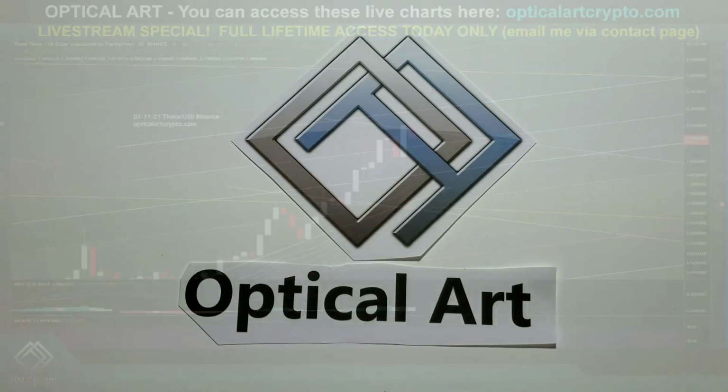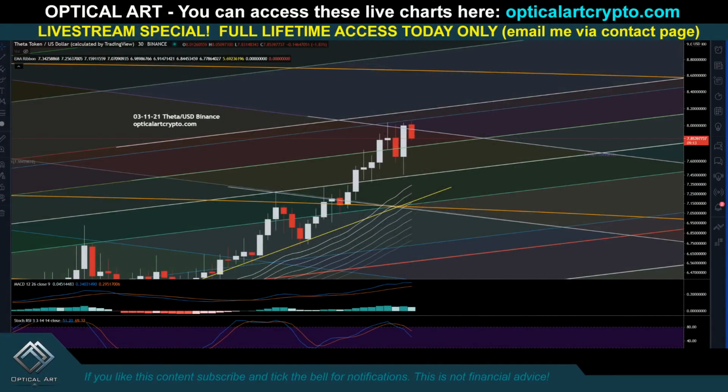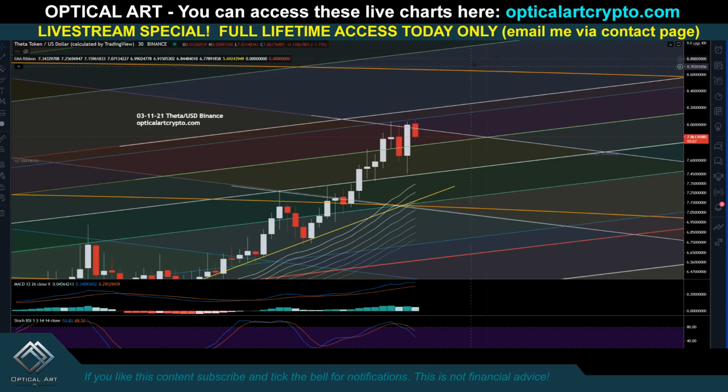Okay guys, I'm going to give you some price targets for Bitcoin. Also, I've created a new Theta chart. I'm going to show you this chart, how accurate it's been, and give you some price targets for this as well. I'm also going to cover the dollar index and the Dow Jones.